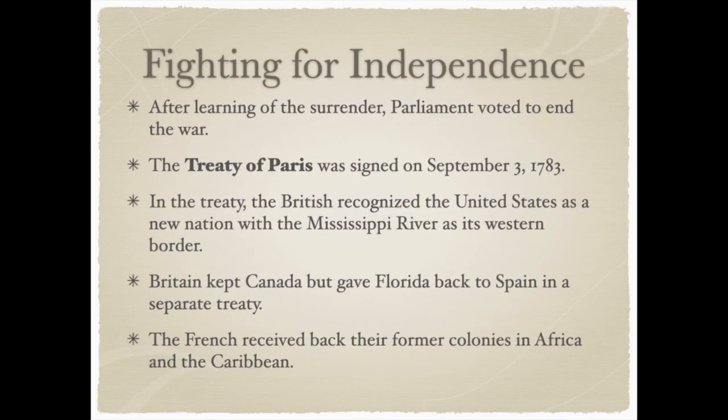After learning of the surrender, Parliament voted to end the war. The Treaty of Paris was signed on September 3, 1783. In the treaty, the British recognized the United States as a new nation with the Mississippi River as its western border. Britain kept Canada, but gave Florida back to Spain in a separate treaty. The French received back their former colonies in Africa and the Caribbean.